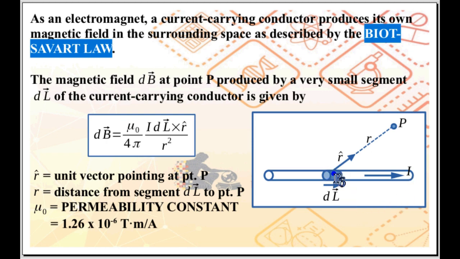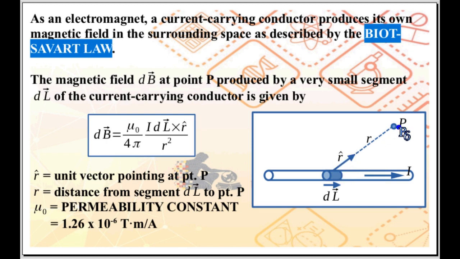This very small segment will produce a very small magnetic field, dB, at point P. And the Biot-Savart law tells us that dB is equal to mu naught over 4 pi times I dl cross r hat divided by r squared. r hat is a unit vector, magnitude of 1, no unit, the only information contained is direction.